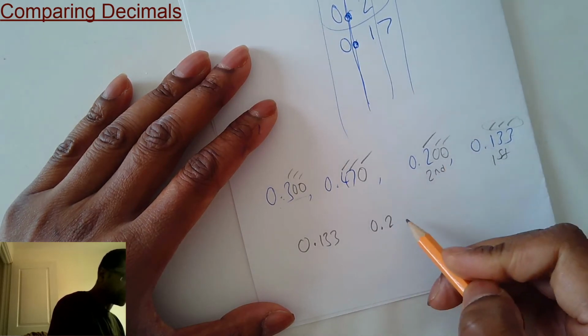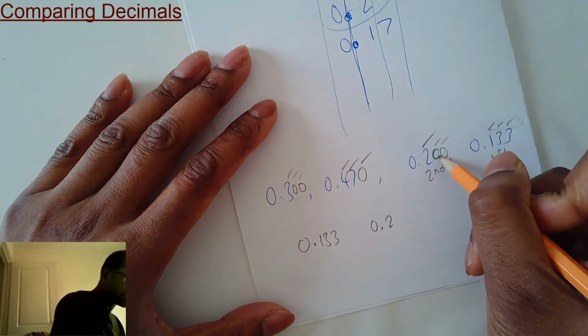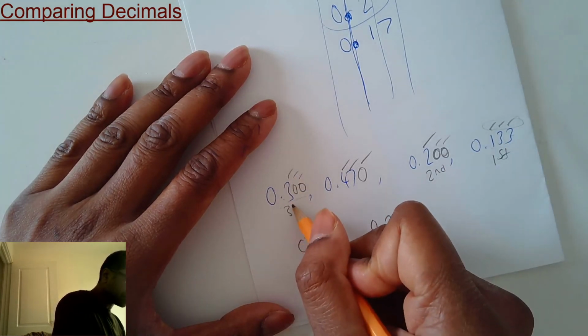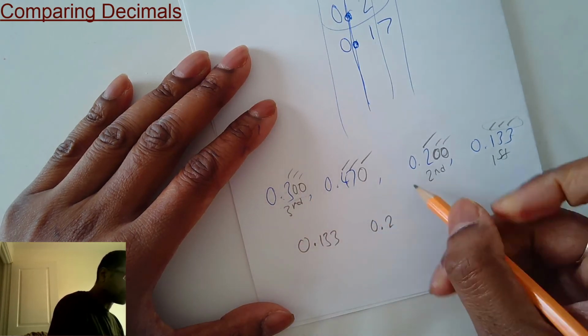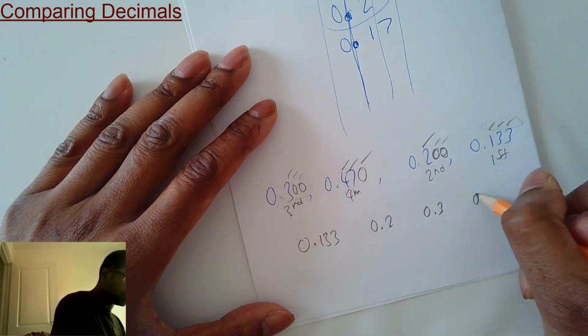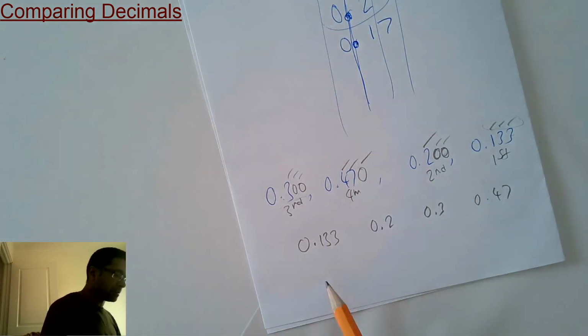You don't need to include the zeros now. We only put those zeros there to help us get here. Next one, 300 is smaller than 470, so write 0.3, and the last one is 0.47. Right, the numbers are in numerical order, smallest to biggest.